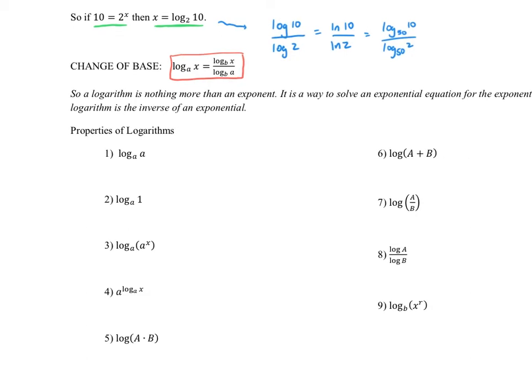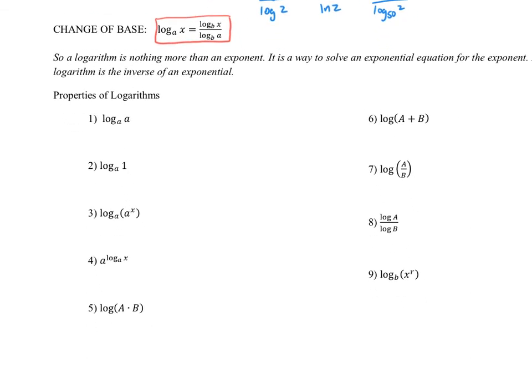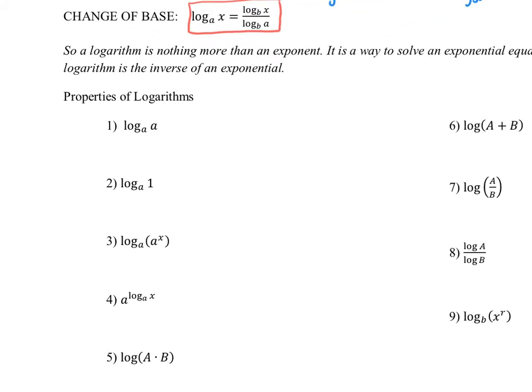Okay, let's talk about some properties of logarithms, some really common ones. First off, we have log base a of a. That is going to be 1. Log base a of 1 will be 0, because a to the 0 is 1. And a here is just a numeric value, and we are assuming that a is not negative or 0. Log base a of a to the x: there's a property that says that we can take that power of x and bring it to the front of the logarithm.